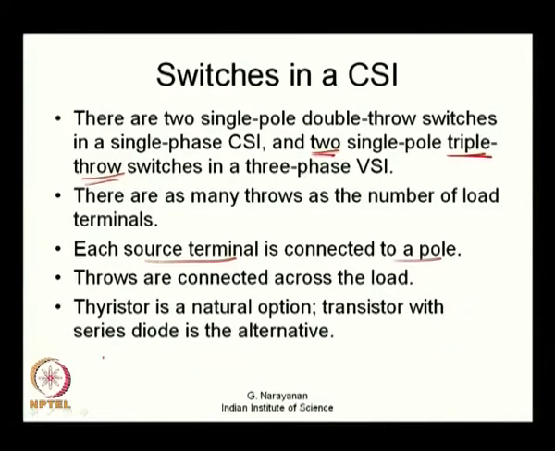So, we just saw a few possibilities, and this kind of finishes the lecture for today, and in a subsequent lecture we will go to a slightly more complex DC to AC converter. We will take up a multi-level converter in the next lecture.